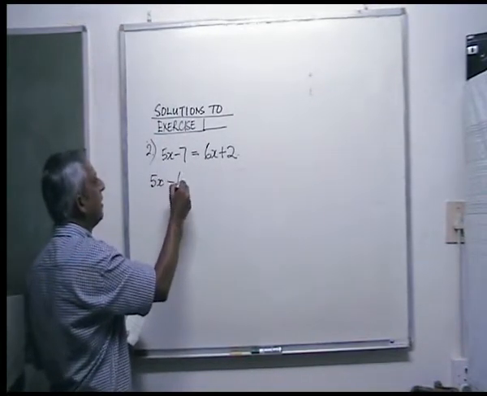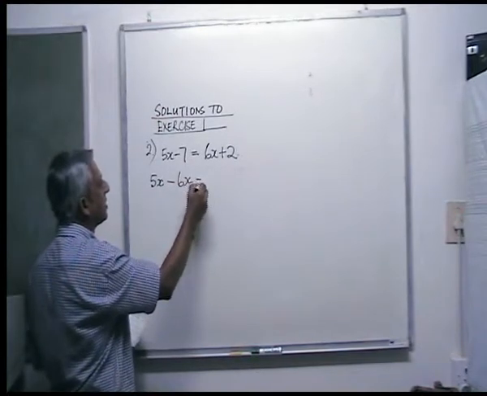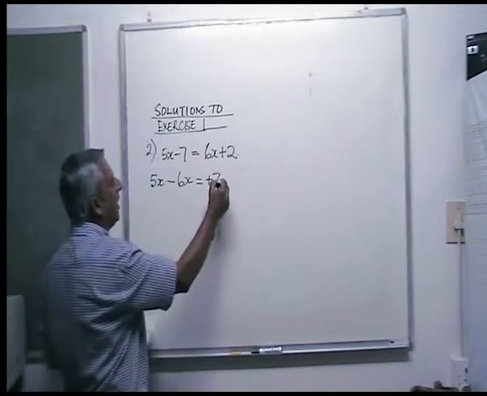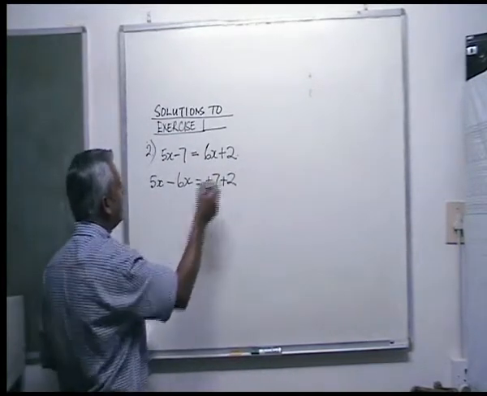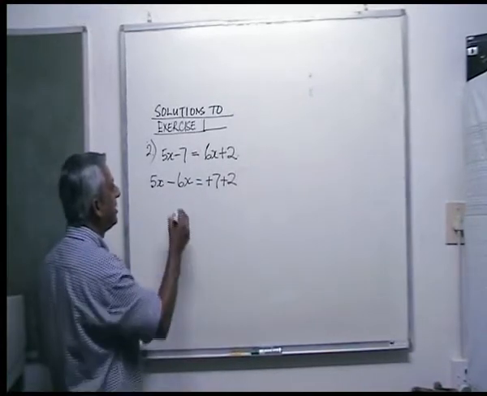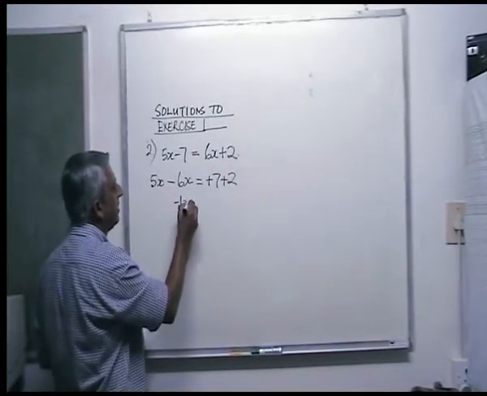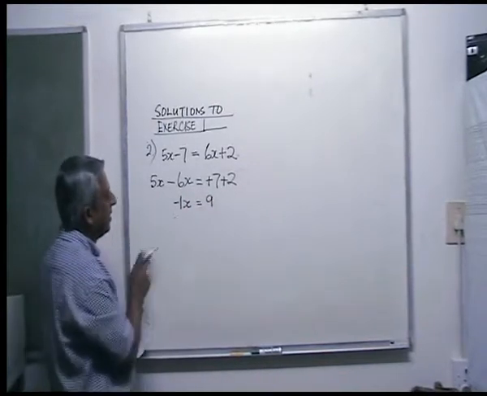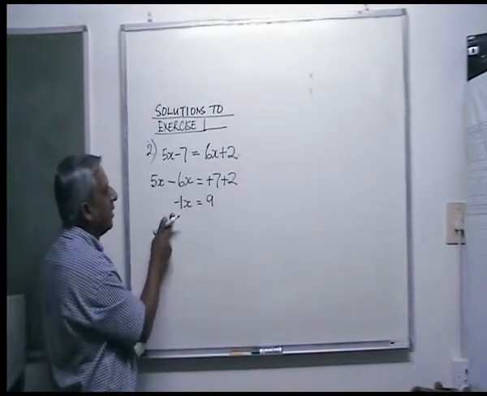Right, so there's your 5x, bring it down. Transpose, so it becomes minus 6x. Minus 7 becomes plus 7. And the plus 2, you just bring it down. Now 5 minus 6, put in the calculator, check it up, you'll get minus 1x is equal to 9. Now this is not complete.